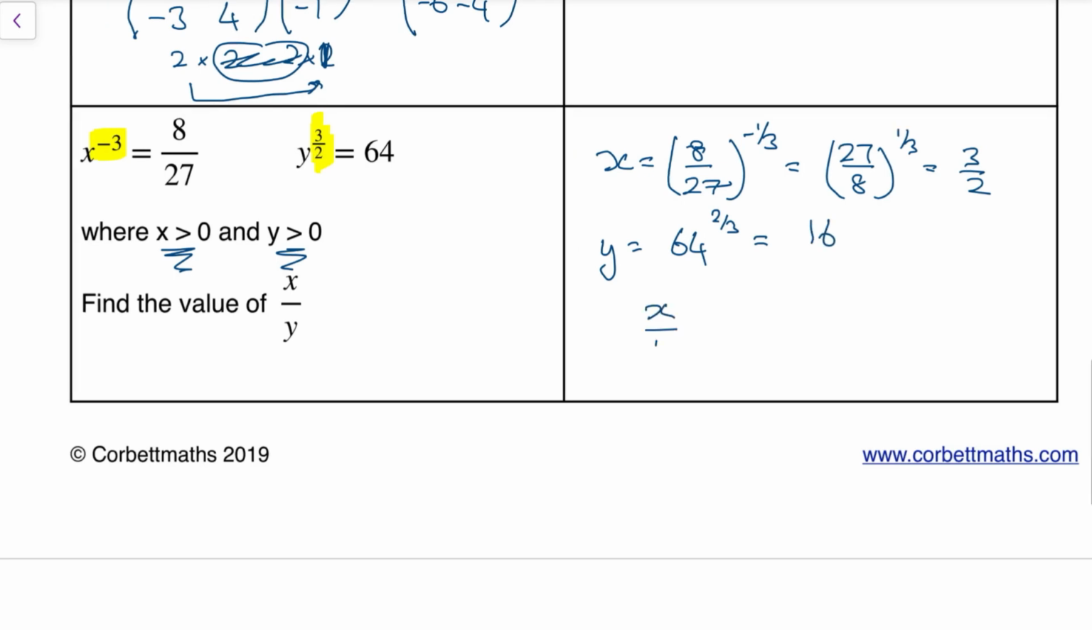And it wants X over Y, which is going to be 3 over 2 over 16. And 3 over 2 times 16 is 32. So in other words, this is actually just 3 over 32. What a nice question again.